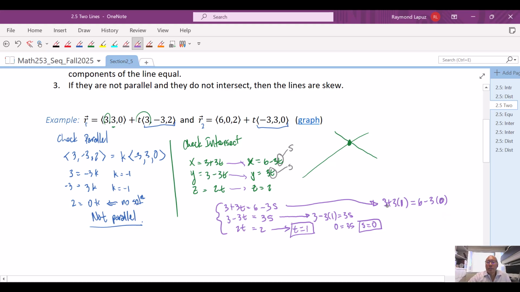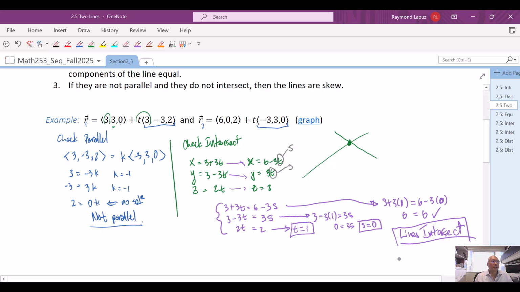And so I have 3 plus 3 is 6 on one side. I have 6 minus 0 on the other side. So yes, it is equal. So they intersect. Graphs, the lines intersect. And once you get them to intersect, we're done. We don't have to check for skew, because if they intersect, then that is the result for the two lines. It has to be one of those three possibilities.